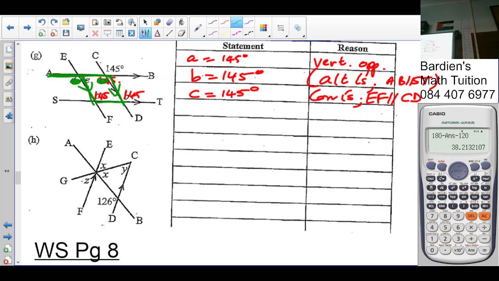You see, that's the nice part of geometry. Many ways to solve a problem. So that's 145. So D is 145 degrees. Why? Alternate angles with AB being parallel to ST. The last one, Blessing.